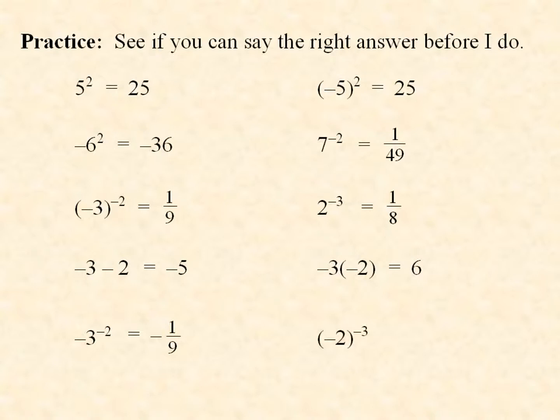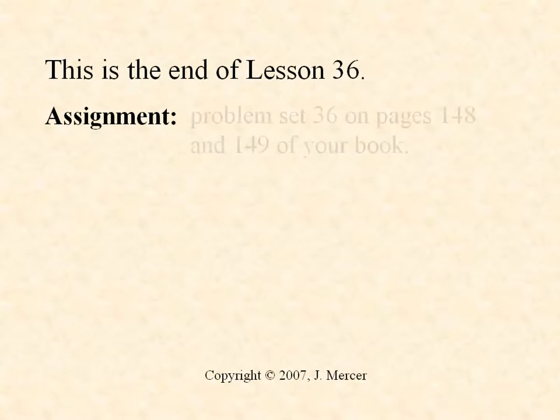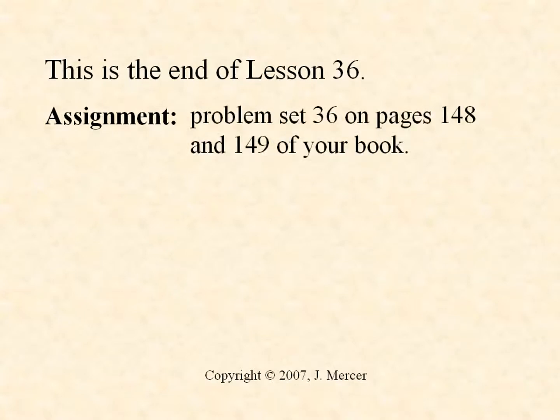And this one, negative 2 to the negative 3. It's negative 1/8. It's 1 over negative 2 times itself 3 times, and 3 negatives multiplied together make a negative. This is the end of lesson 36. Your assignment, problem set 36 on pages 148 and 149 of your book.